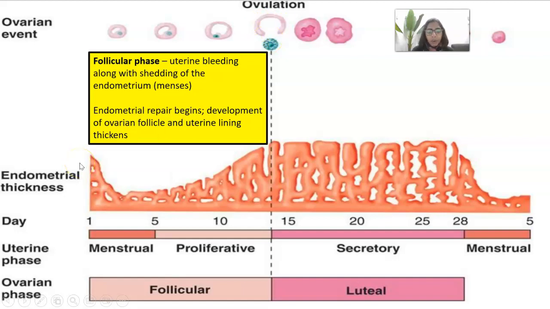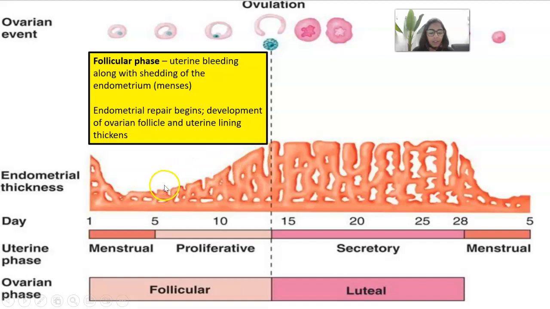If we're focusing on the endometrial lining here, you can see that during the follicular phase, there is uterine bleeding, which is menses, or the menstrual cycle or a period. And this is when the lining of the uterus is shed. And you can see that the thickness of that endometrial lining decreases and it remains quite low for the first maybe 3 to 4 days. After about day 5 of the follicular phase, the endometrial lining will start to increase.